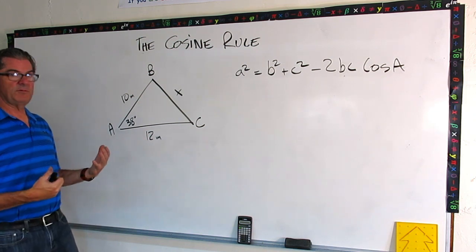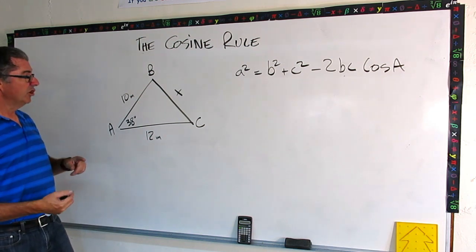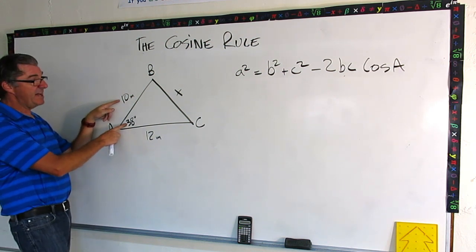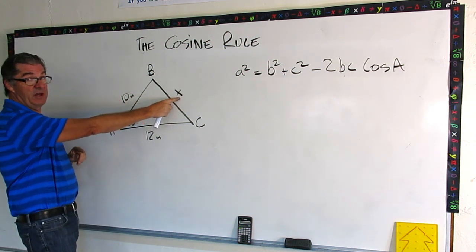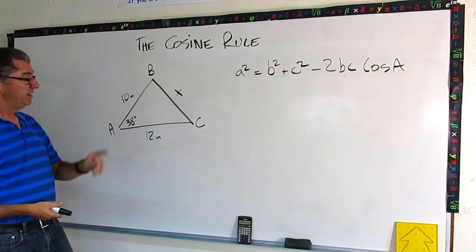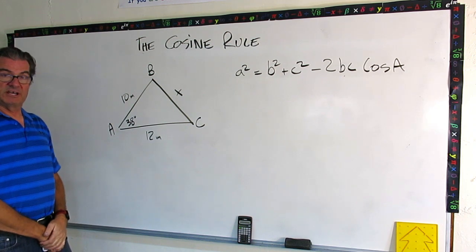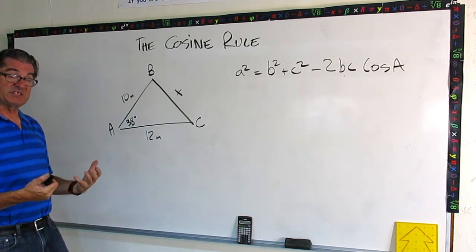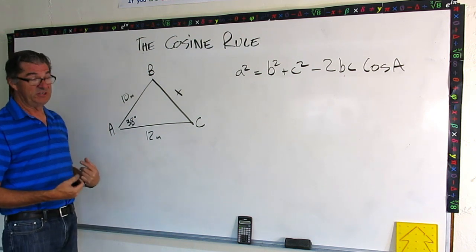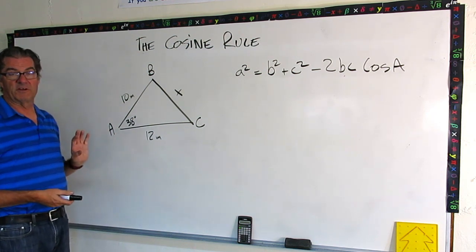Okay, here's an example problem. And check this out. You're given two sides and the included angle, and you're asked to find the side opposite of that. This is what you need to use the cosine rule. You might look at this problem and go, oh, can I use a sine rule? Well, the problem with the sine rule is you need two angles to use that. I don't have two angles. So the sine rule is not going to work for this one.